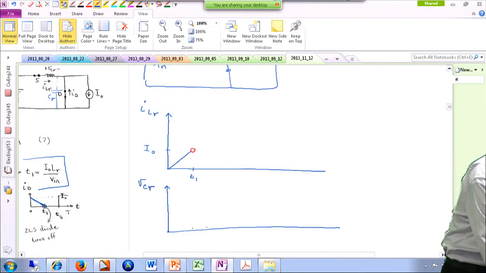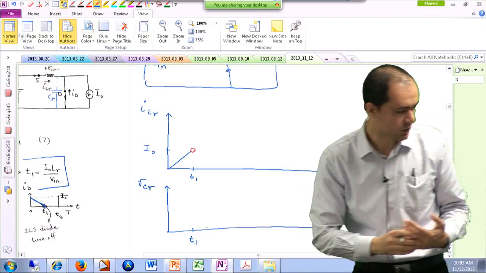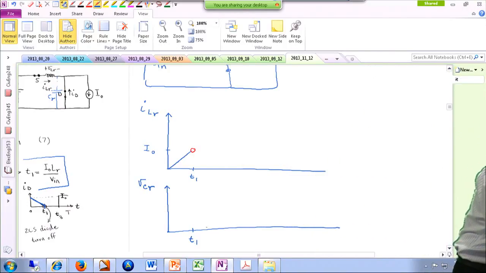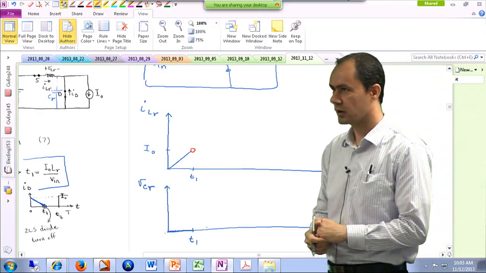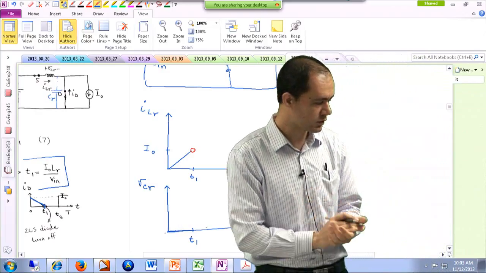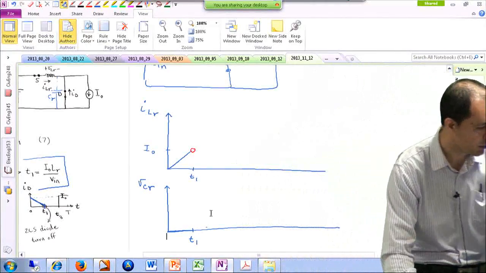Okay. So as long as the first mode was concerned, this cap was shorted because the diode was on. Okay, so this was the first mode. Now I'm trying to draw the second mode.